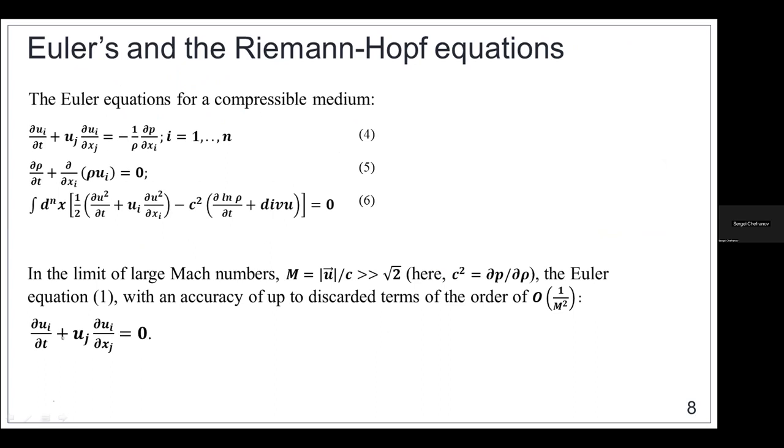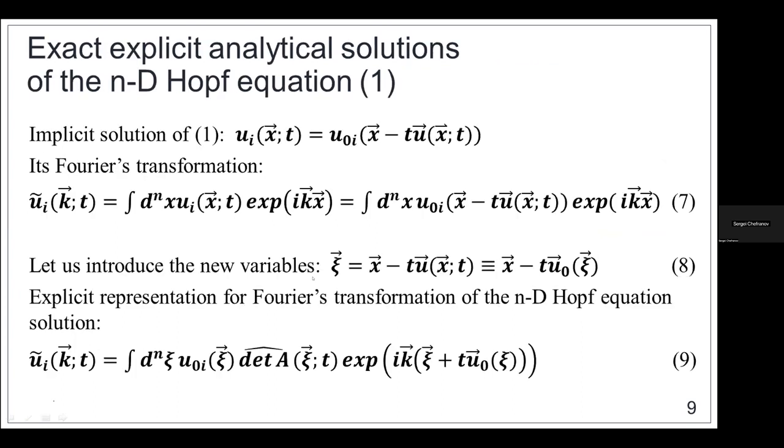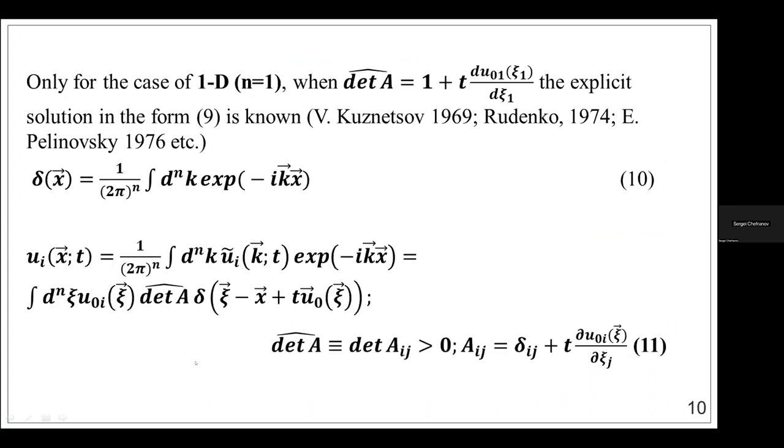The correspondence between the three-dimensional Euler equation and the three-dimensional Burgers equation may be obtained in the limit of large Mach numbers. This is a way to obtain an explicit analytical solution for the multidimensional Burgers equation. This is the implicit form. If you make a Fourier transformation and then introduce new variables, then we obtain an explicit representation for the Fourier transformation of the multidimensional Burgers solution. And then, if we take into account the properties of the Dirac delta function, we obtain the explicit form of the multidimensional Burgers equation.